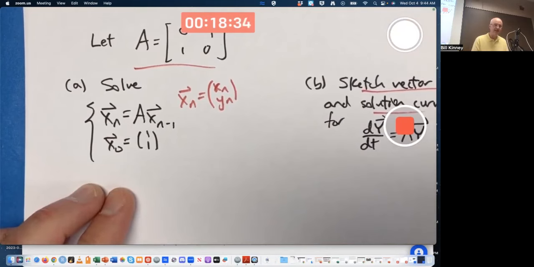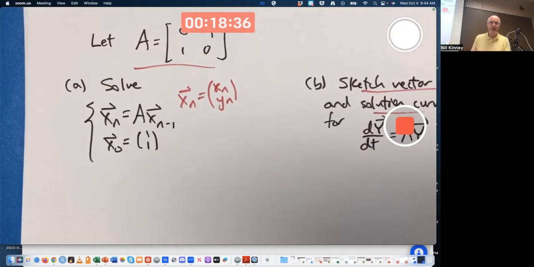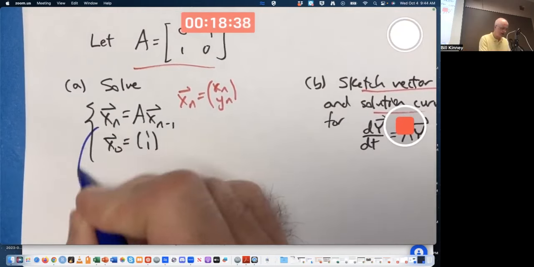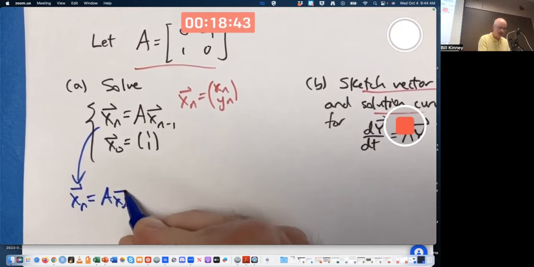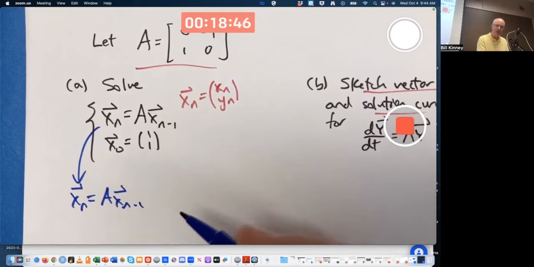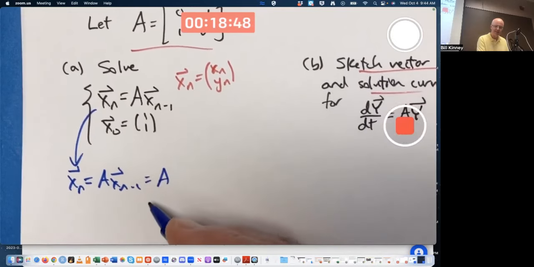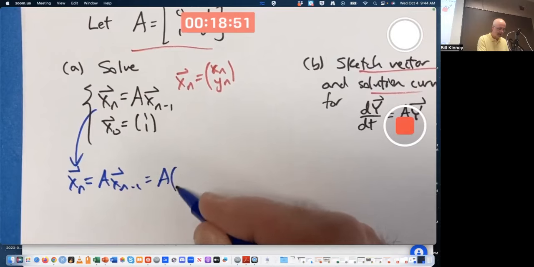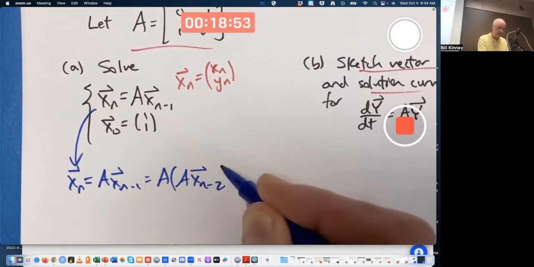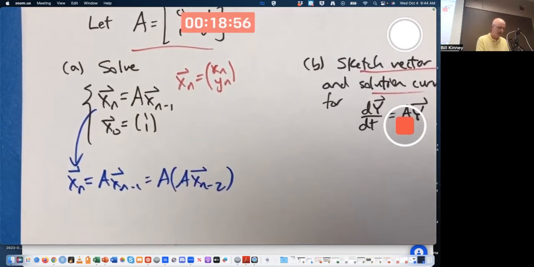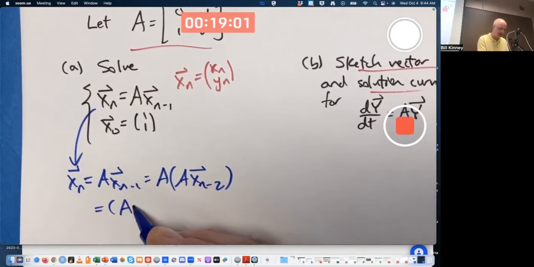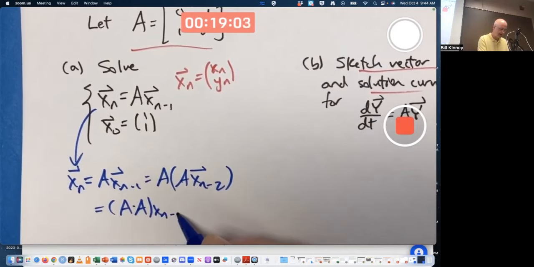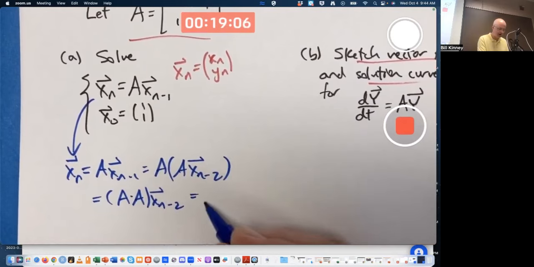You could teach this to people who don't know any calculus. How do you solve this? It's analogous to what we did with scalar equations. And this is something I talk about in the lectures. It's effectively, you iterate this by replacing x_{n-1} with A times x_{n-2}. And then you keep going. Well, and use the associative property. And yes, this is A squared. A times A is called A squared.